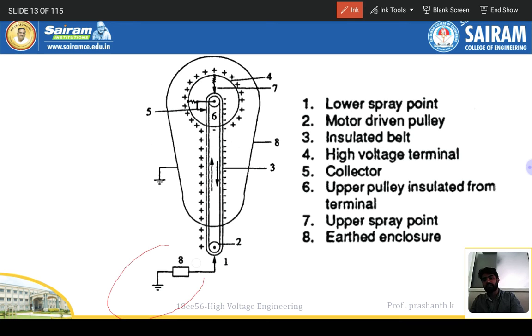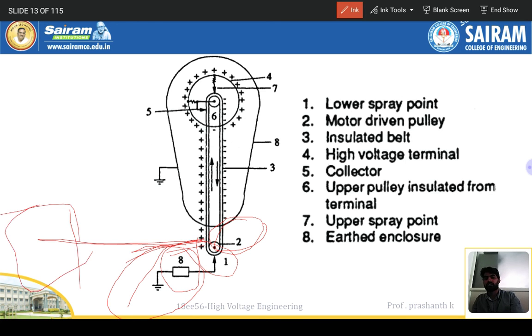See, this is the ground, and this is an earthed enclosure, number one. The lower spray point is number two, and the motor driven pulley is the third one. So electrons are injected here. Just assume the material is there. What happens? The insulated belt, this one. The insulated belt is made of any insulating material we are using. This is a belt. Okay, so this is the complete setup.